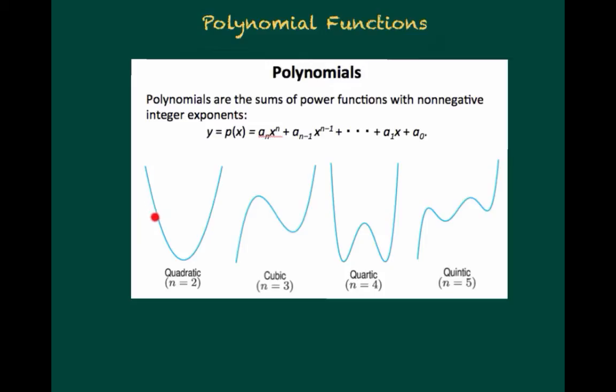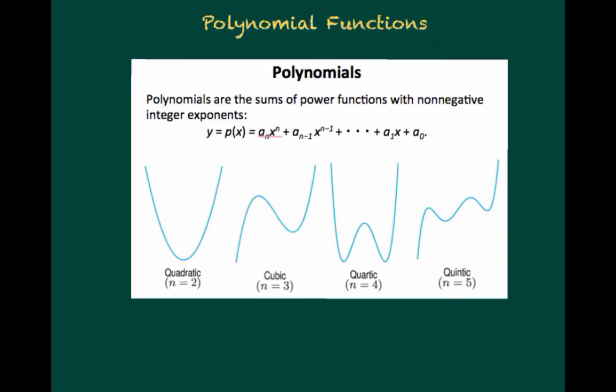We have the quadratic, where the lead term has an exponent of 2, a cubic, where the lead term has an exponent of 3, quartic, and then quintic. Now, you could go on and on. You could have n equals 6, you could have n equals 20, you could have n equals any number. The largest exponent for a polynomial can be anything.